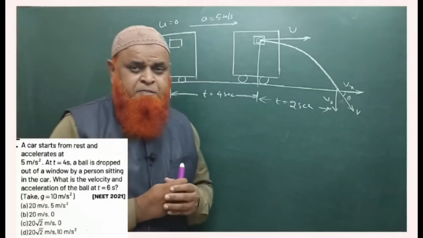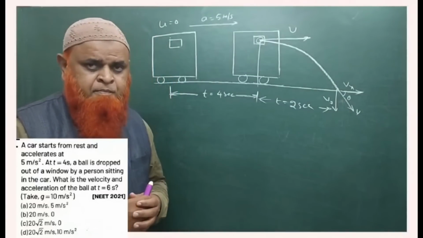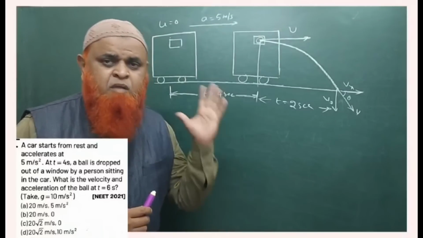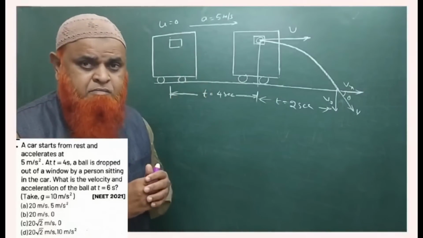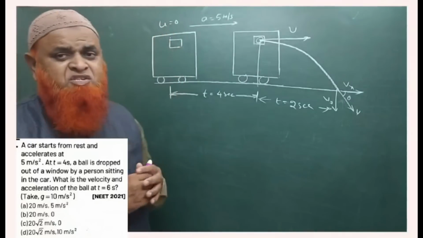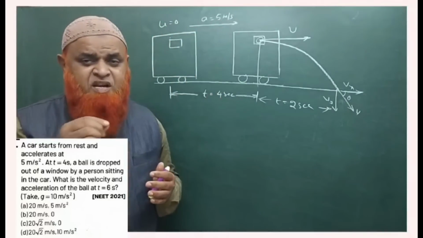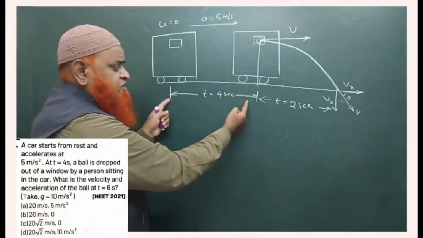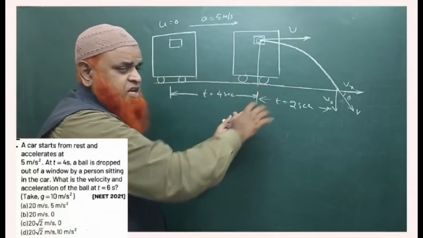What is the question actually? Try to understand it beautifully. Then you can solve the problem easily. Whenever there is a question, you have to draw an imaginary diagram. Then it becomes very easy. So he has given that there is a car. This is a car, and it is starting from initial velocity 0. It gains an acceleration of 5 meters per second square. The car travels forward for 4 seconds.